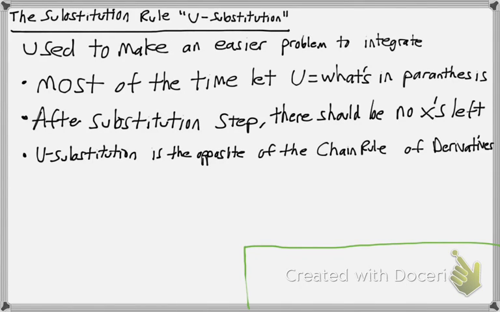So our last section is section 5.5, which is on the substitution rule, or sometimes it's called U substitution. Now this is a process that's used to make an easier problem to integrate, and you'll see it also in Calc 2. So most of the time we're going to let U equal what's in parentheses. Also, after the substitution step, there should be no x's left. And U substitution is the opposite of the chain rule from derivatives. So this kind of is the reverse of that.